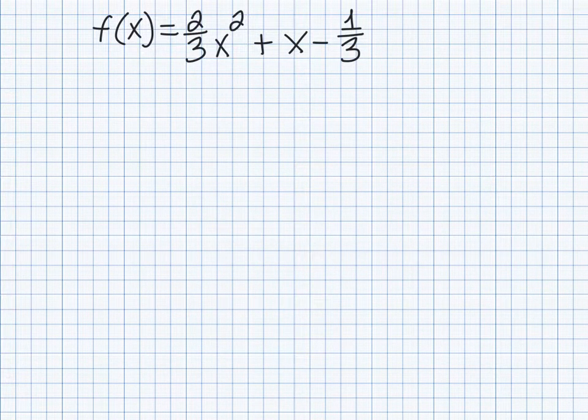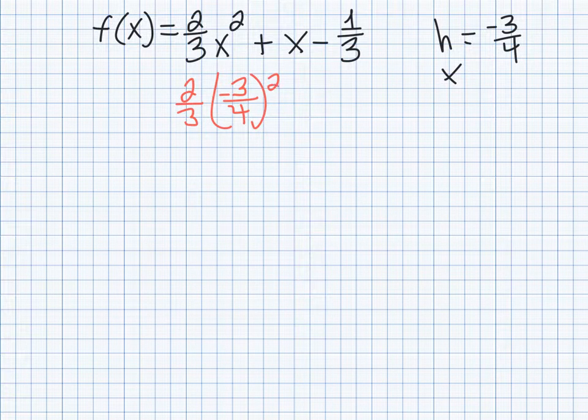Okay, so if you remember, we have h equals negative 3/4. So now, I have an input, because h is just the input of my vertex, or the x of my vertex. So I want to get my output. So I'm going to plug in my input. 2/3, and then parentheses. Negative 3/4 squared plus negative 3/4. I like using parentheses here, because that way I don't mix up any of my signs. And then minus 1/3.